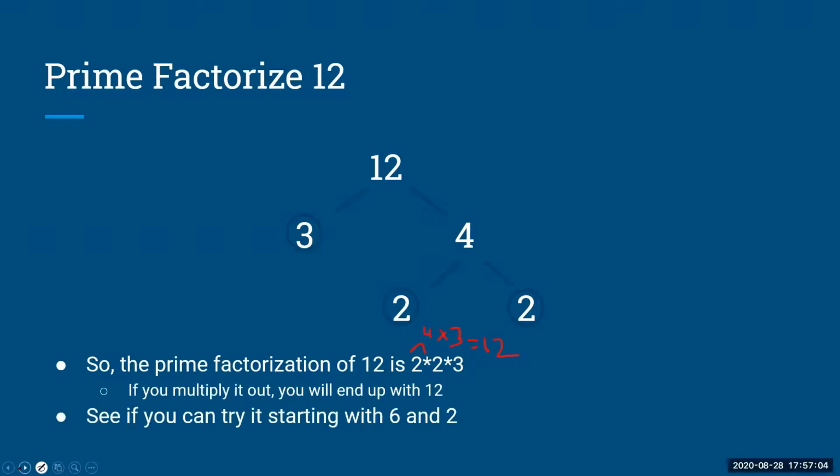And see if you can try it starting with 6 and 2. So 6, 2. 2 is prime. I like to circle it when I'm done with the prime numbers so I don't get lost, but you don't have to. So yeah, you get the same result right here.